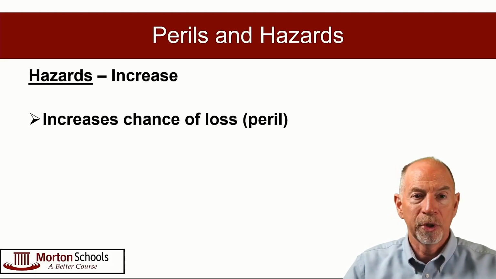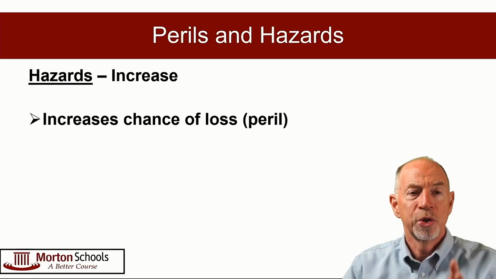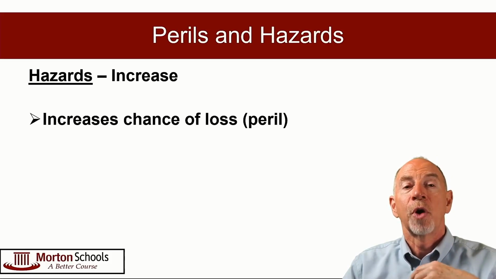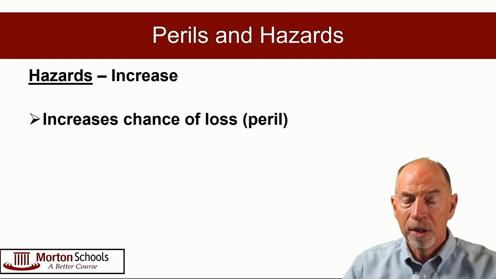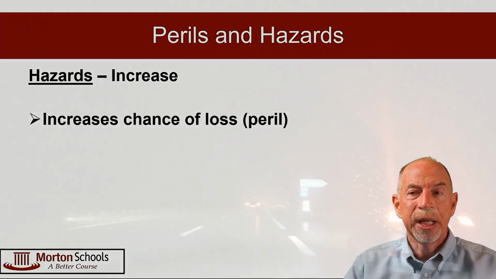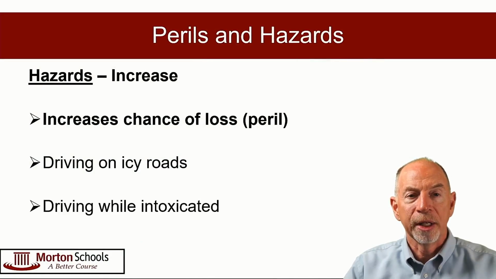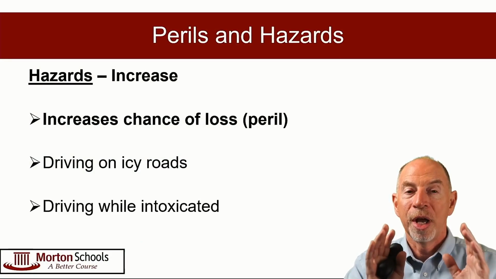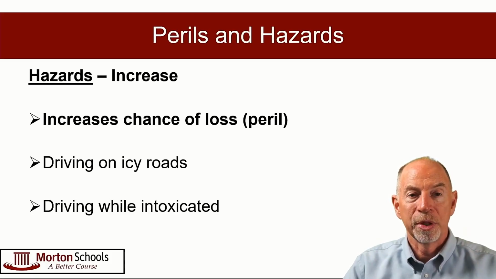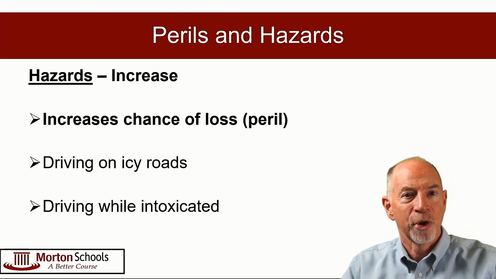Getting back to our example of the car. So we have a what? As soon as you own the car, you have a risk. Car gets into an accident, that's a peril. So what would be a hazard? That would be things like driving on icy roads, driving while intoxicated. And of course, I know none of you would have a problem with this, but somebody else driving while texting.